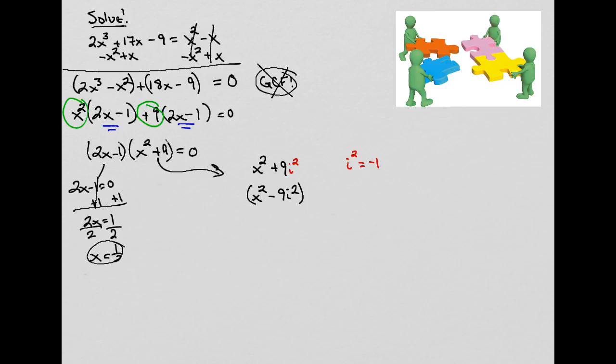This factor now can be factored using the trick that I showed you with the difference of perfect squares. The square root of x squared is x, so I'm going to put that first in both sets of parentheses. The square root of 9i squared is 3i, so that goes second, and then I just alternate my signs. Now I've got a linear factor and another linear factor, and just like before, I can set each one of these equal to 0 and solve.